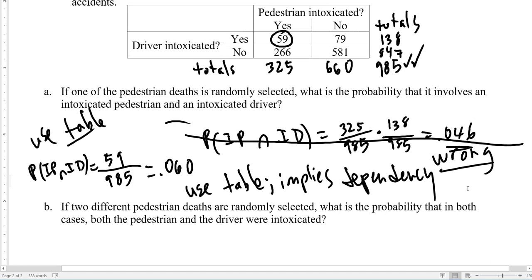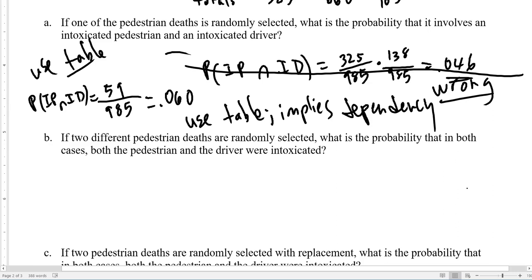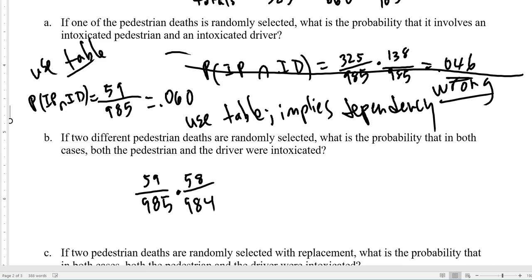If two different pedestrian deaths were randomly selected, what's the probability that in both cases, the pedestrian and the driver were intoxicated? So this is saying we know the probability of it occurring once is 59 out of 985. What's the probability of this occurring twice? Well, 59 out of 985, right? Times, well, wait a second, we just took one of those cases out, right? So instead of 59, this is now 58 out of, now instead of 985 cases, we have 984. This is going back to what we did before. This is two events. This is the probability of it occurring the first time and the second time.